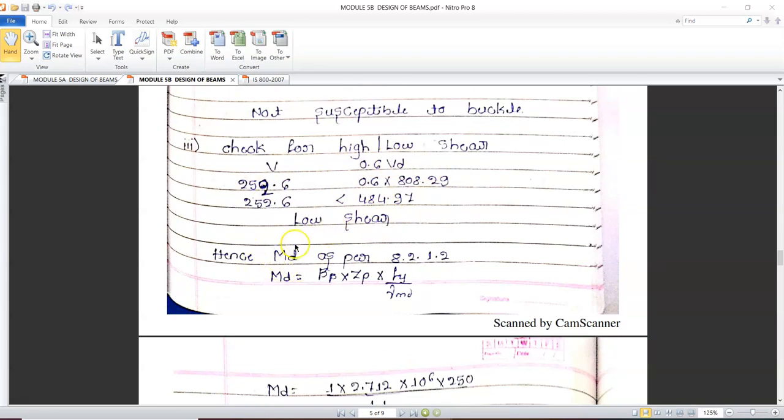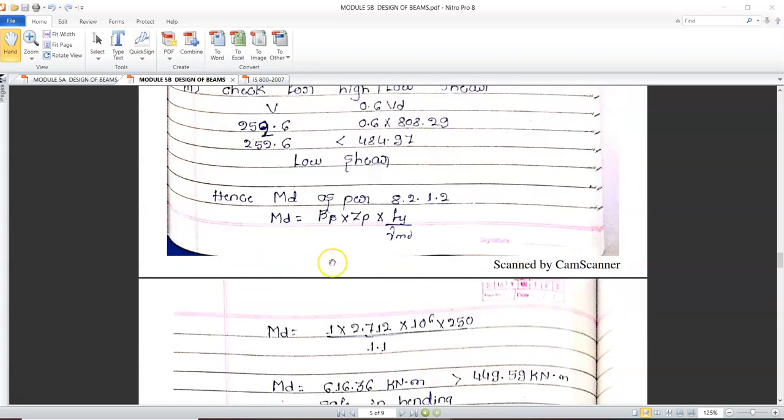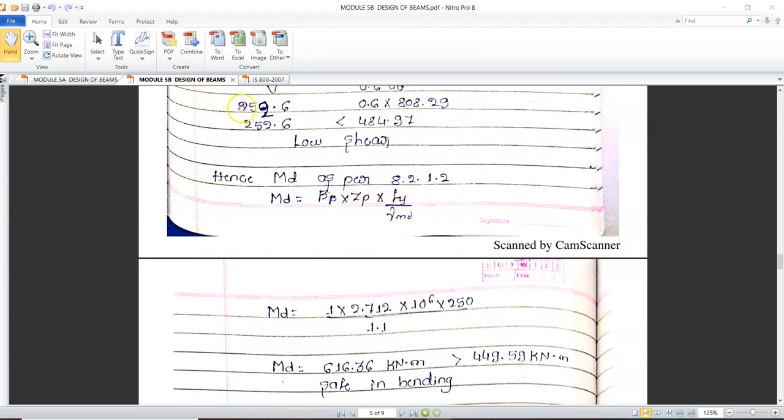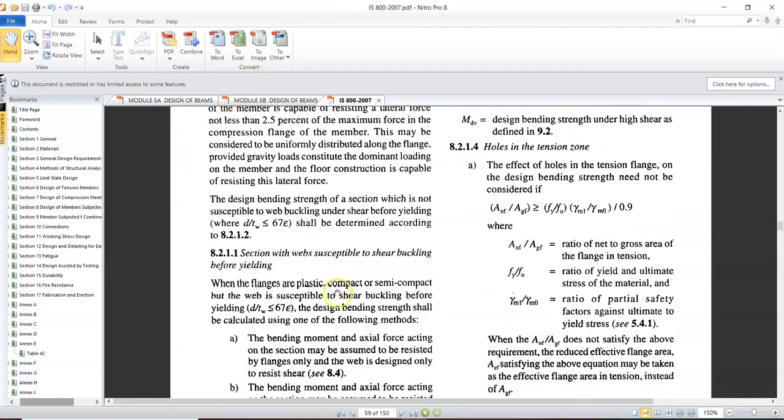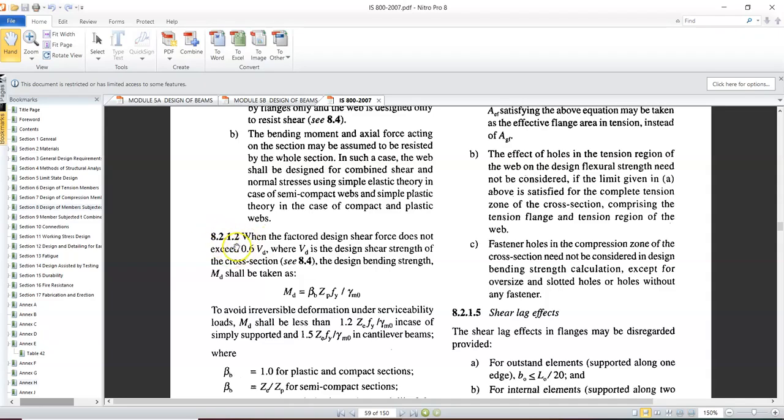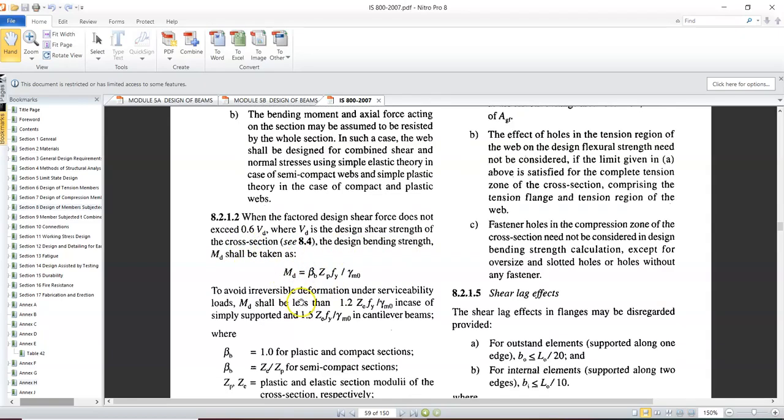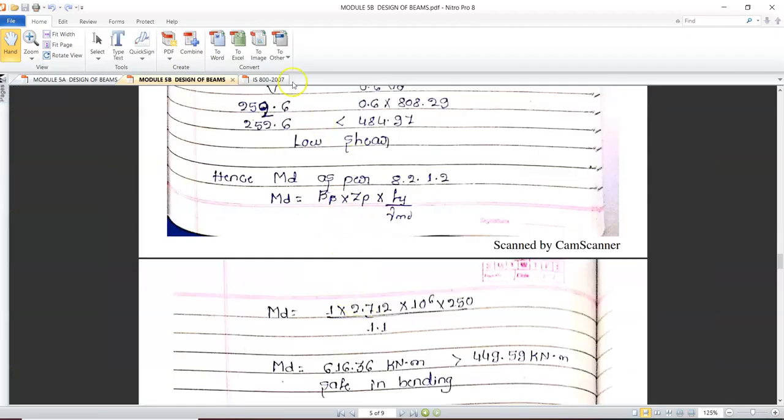Hence, the design bending capacity is calculated as per 8.2.1.2. That is, MD is equal to beta B into ZP into Fy by gamma M naught. The same formula is given in 8.2.1.2. Now whatever we have discussed, that is what they have given in statement form here. When the factored design shear force does not exceed 0.6 VD, where VD is the design shear strength, which is already calculated, the design bending strength MD shall be taken as MD is equal to beta B into ZP into Fy by gamma M naught. We have the same formula.